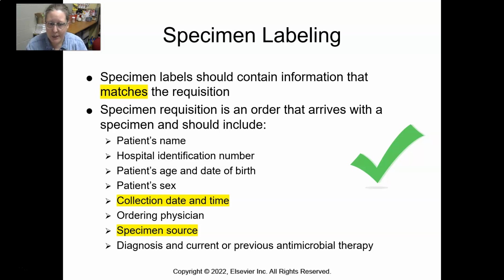The patient's age and date of birth, which, with the name, are the two primary ways we identify patients. Sex, male or female, and the collection date and time of the specimen. That is really important, often overlooked. We need to know when the specimen was collected, and ideally by whom, so they put their initials on the specimen or on the requisition with the date and time. Also, who the ordering physician was, and especially very important, the specimen source.